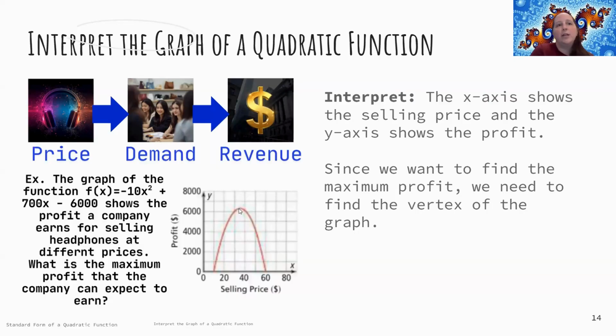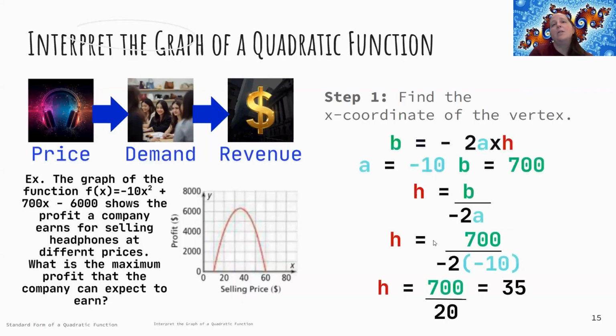Okay. So if I look at this, I can't just automatically tell exactly what my vertex is. I can take a guess. It's probably somewhere between $30 and $40, and it's somewhere in between 6,000 and 8,000, probably closer to 6,000 than the 8,000. Okay. So the first thing I want to do is I want to find my x coordinate.